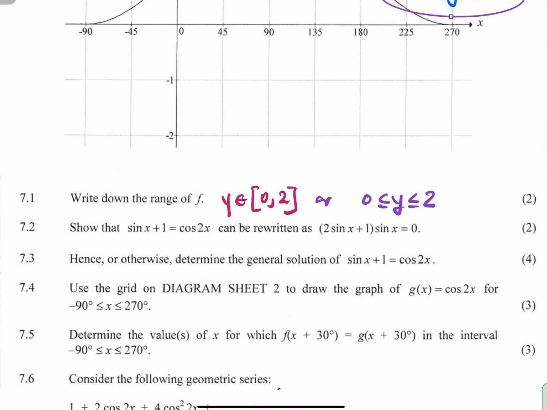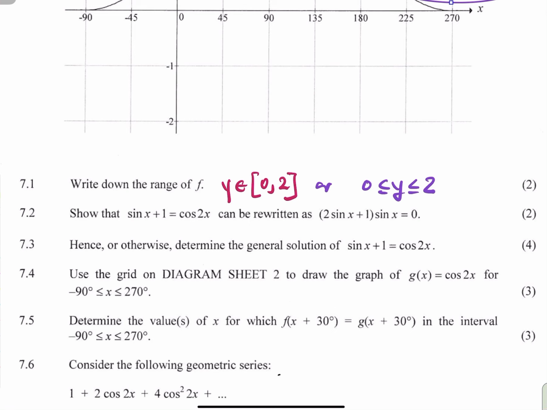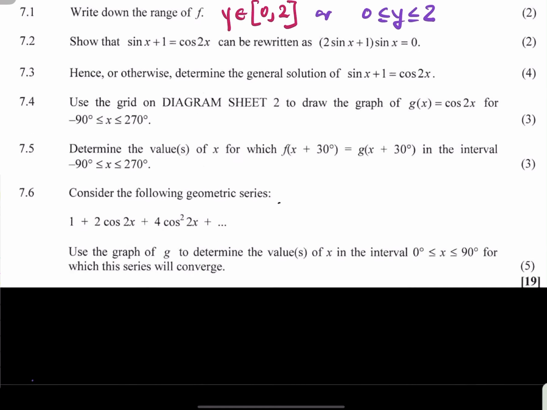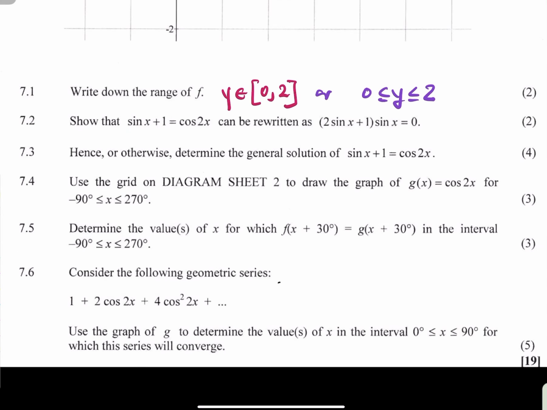Now, the next question, question 2. They are saying show that sine x plus 1 equals cos 2x can be written as (2 sine x plus 1) into sine x equals 0. Okay, let's check that. So I'm just going to write 7.2. We are given sine x plus 1, which is equal to cos of 2x. So we want to prove that this situation is equal to this one.